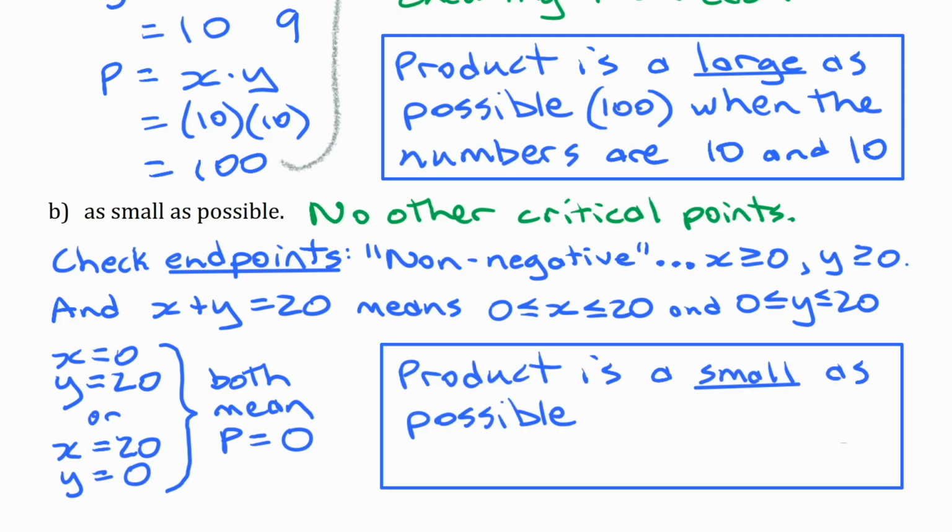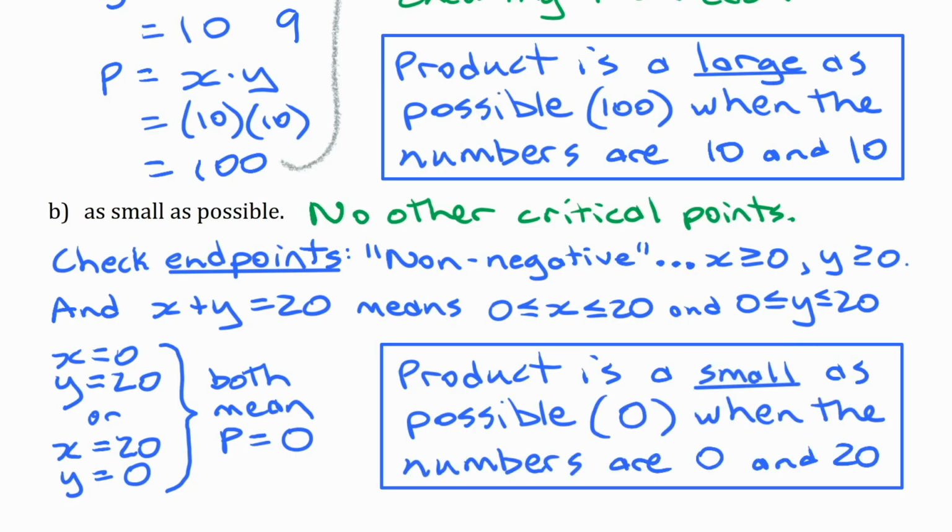So the product is as small as possible, 0, when the numbers are 0 and 20. We don't have to say both of these. These aren't actually two different solutions because we introduced the x and the y, but when we're talking about two numbers, we're just saying they're 0 and 20. That's when it's the minimum.